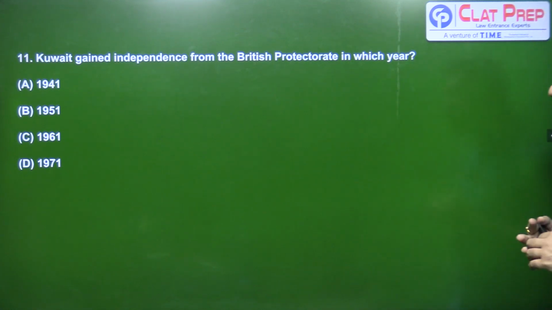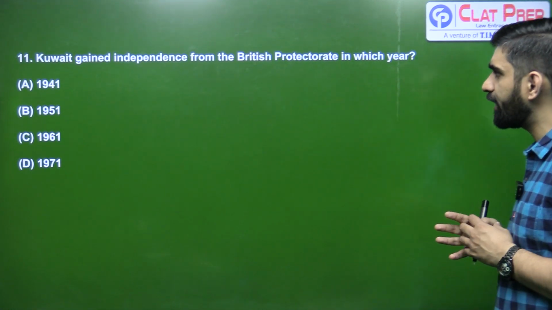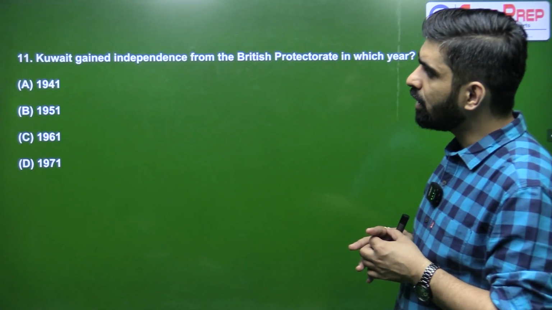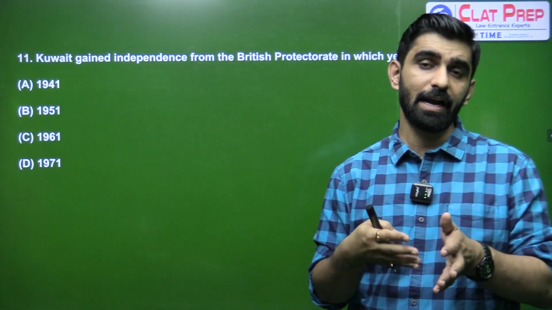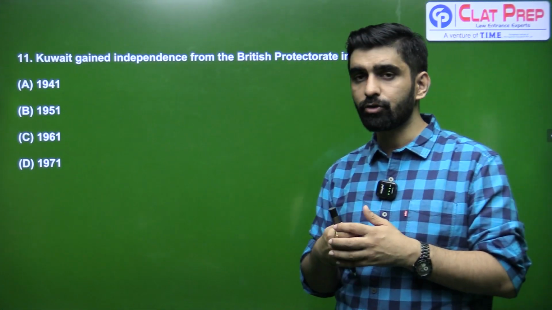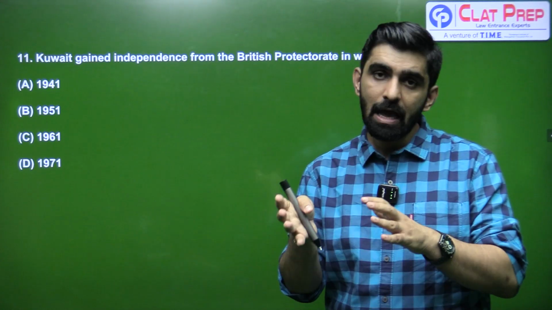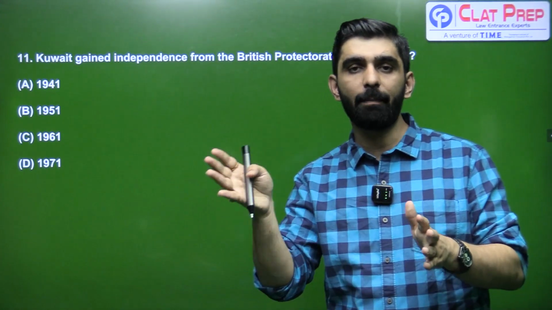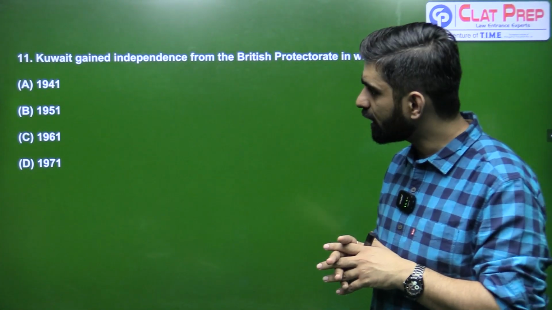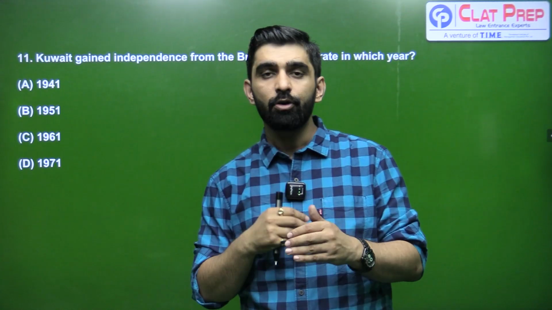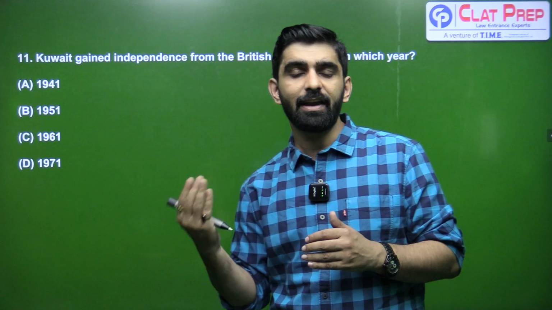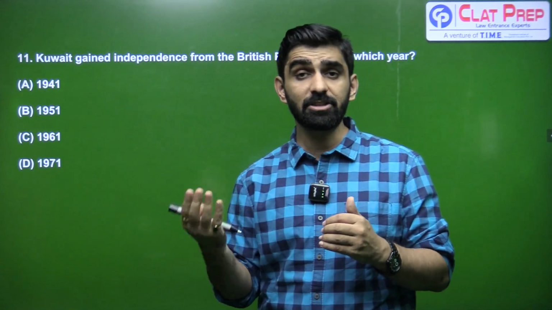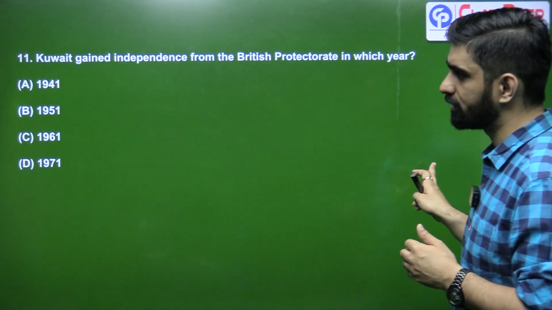Next question. Kuwait gained independence from the British Protectorate in which particular year? So India became independent from Britain in 1947, and we have discussed this also. Kuwait, which was a British Protectorate until 1961, became independent in the year 1961. So the correct answer for 11 is going to be C. You should also know that as soon as Kuwait became independent, the very next year in 1962, India established diplomatic relations with Kuwait also.